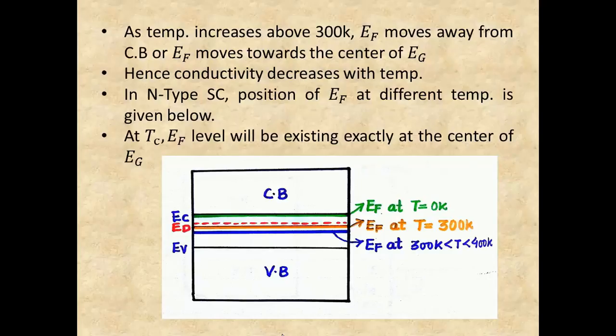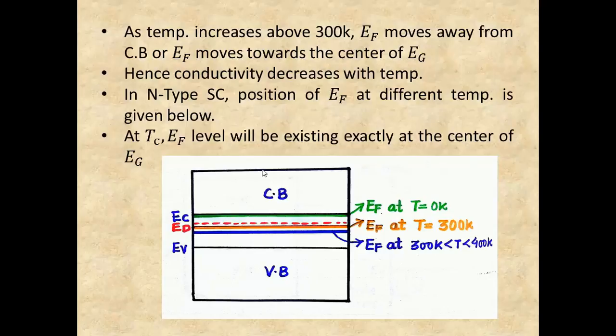In n-type semiconductor also the position of Fermi energy at different temperature is different, and you can see here the figure, when it's 0 Kelvin it's almost coinciding with the conduction band. When the temperature is 300 Kelvin it's shown with the orange, and with the blue shows 300 to 400, so it's coming down, moving away from the conduction band.